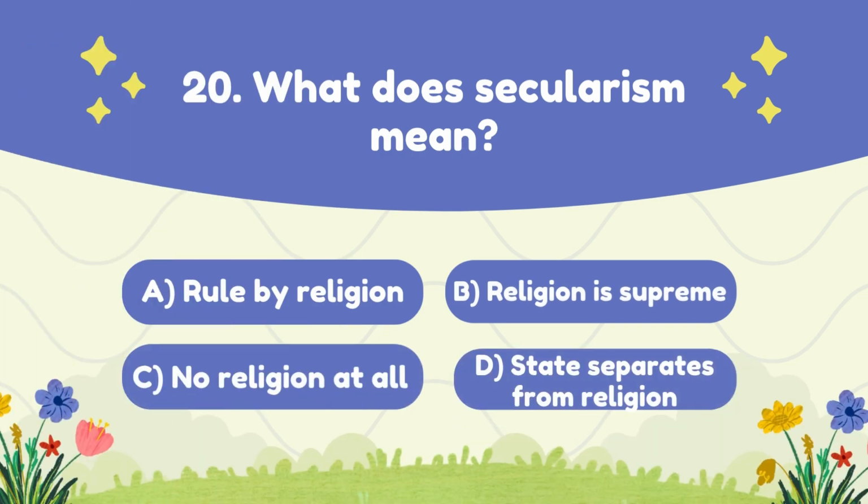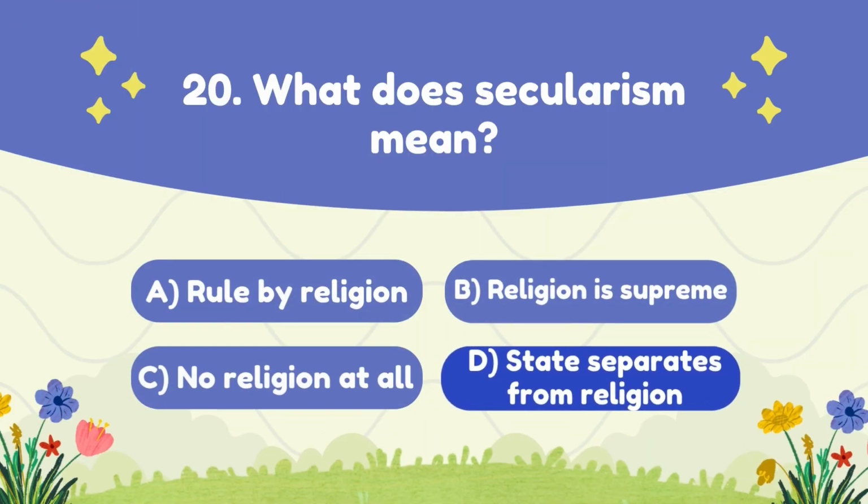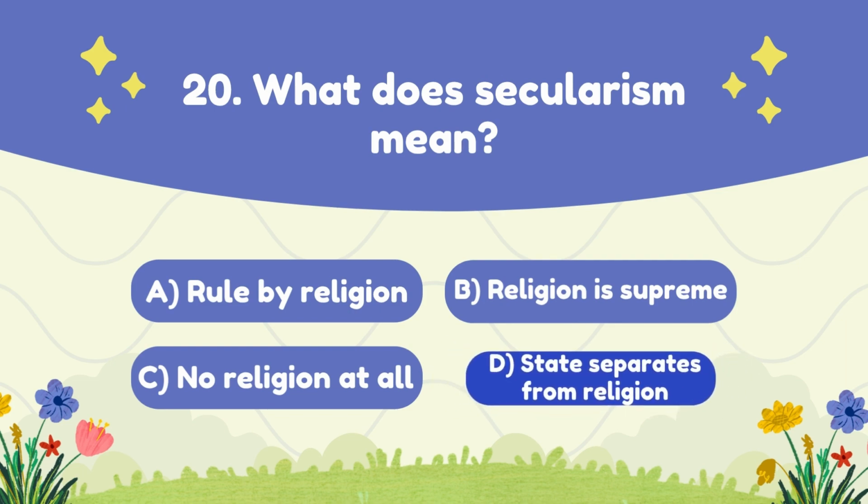What does secularism mean? A. Rule by religion. B. Religion is supreme. C. No religion at all. D. State separates from religion. The answer is state separates from religion. India respects all religions equally.